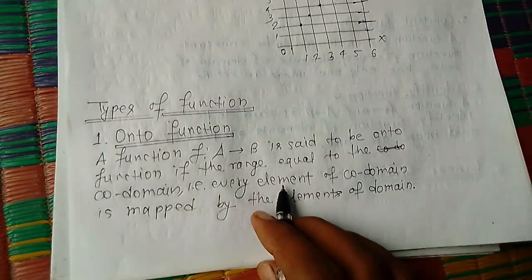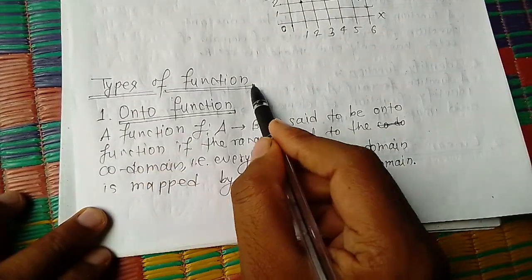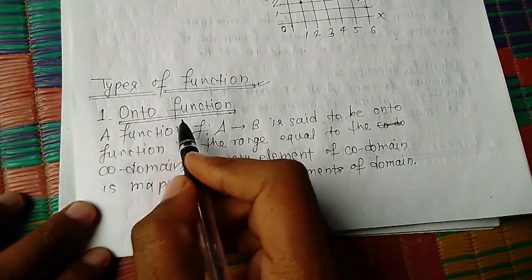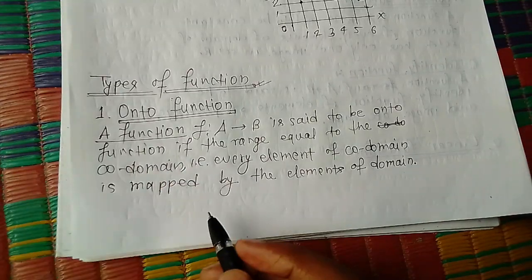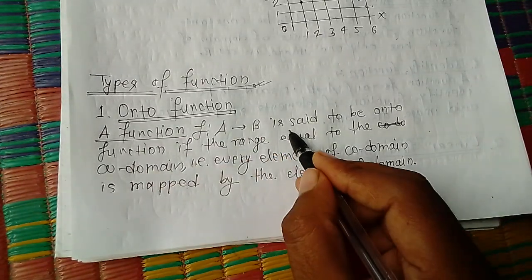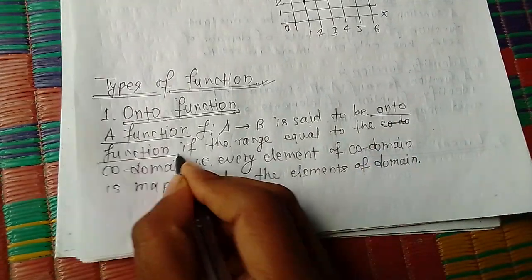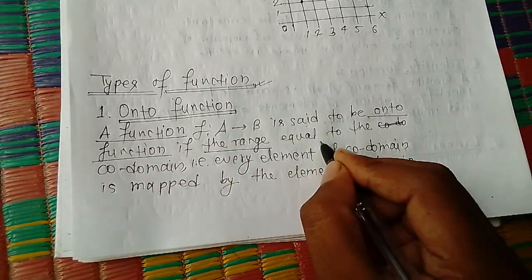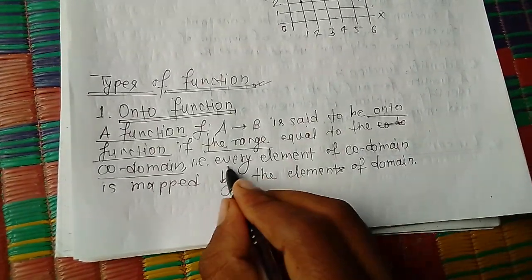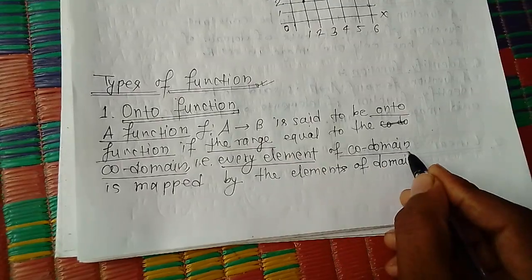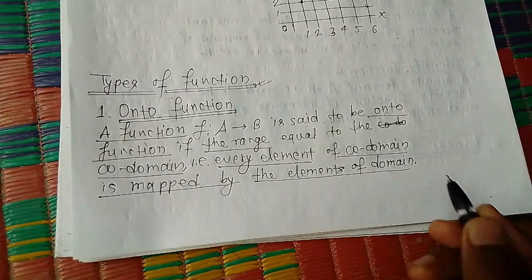So now again, I discussed the types of function. What are the types of function? First of all, onto function. A function f from A to B is said to be an onto function if the range is equal to the codomain, that is, every element of the codomain is mapped by the elements of the domain.